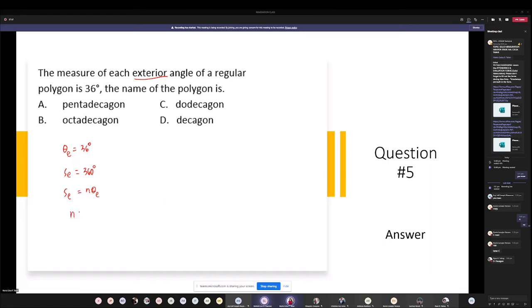To solve for N, because we are asked for the name of the polygon, we have to know how many sides the polygon has. N is equal to the summation of the exterior angles divided by the measurement of each exterior angle. So if the summation is 360, we need to divide it by 36. So it's 10. There are 10 sides, so the answer is letter D, decagon.